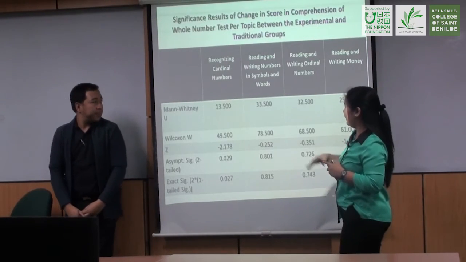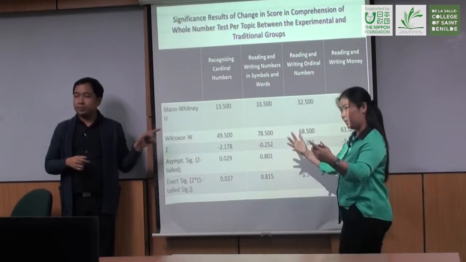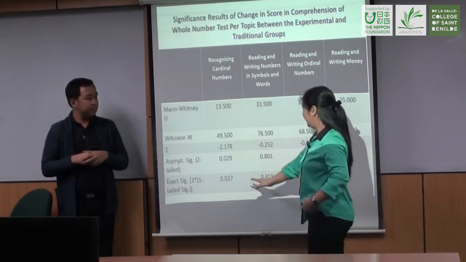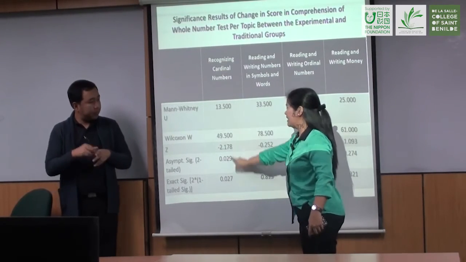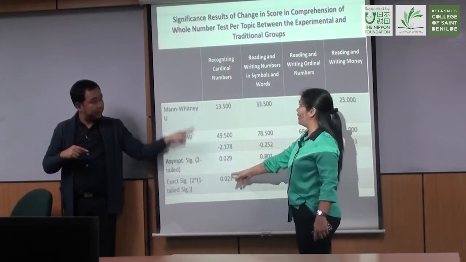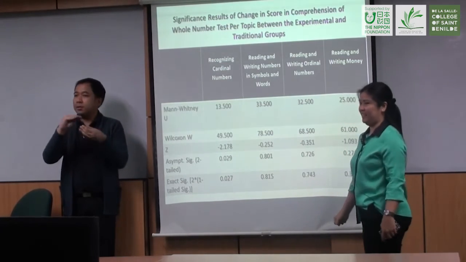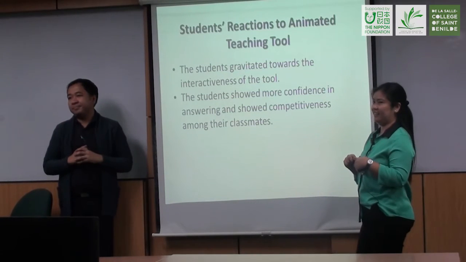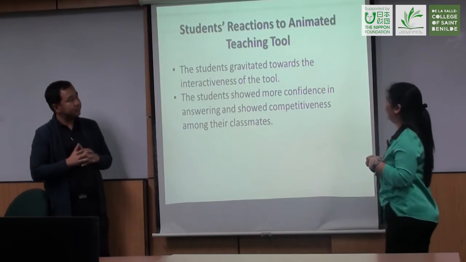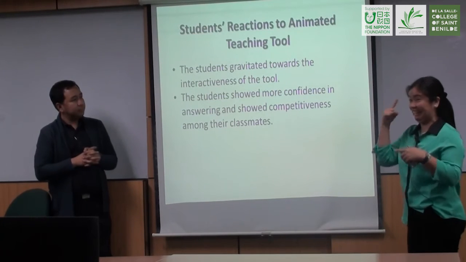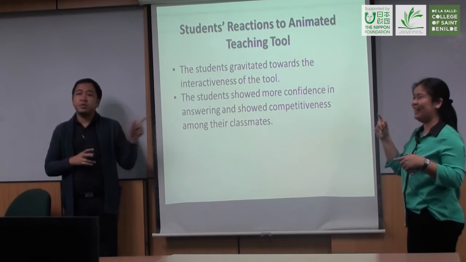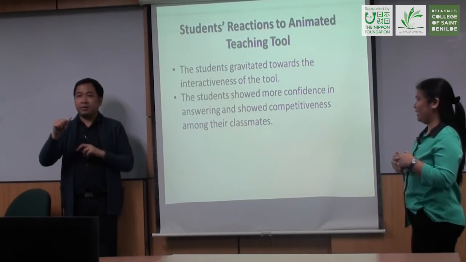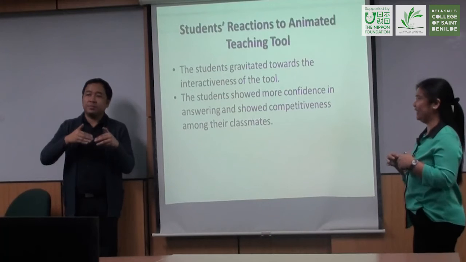Okay. And then the next one, ito na yun, between the groups. So compare the scores. So it so happened, it got significant only on this topic, recognizing cardinal numbers. So that is the quantitative, the first one. So parang that is the focus of my study.